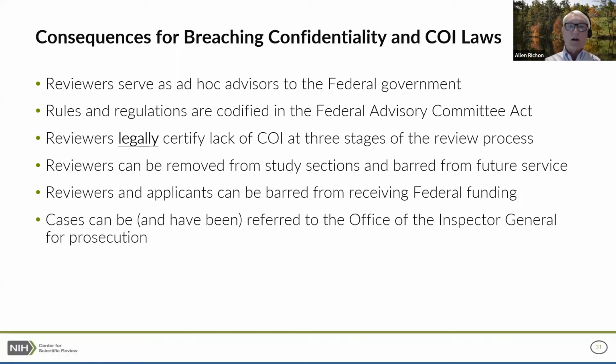So three different documents that they sign legally attesting to the fact that they don't have a conflict in reviewing those applications. If it is found that there is a problem with any of that, they can be removed from study sections. Reviewers can be barred from future service. They can be barred from receiving federal funding, and cases can and have been referred to the Office of the Inspector General for prosecution. And some of those will appear in the notices that you see of legal action that NIH has taken. So we take this seriously. We have several systems that look into how to manage it, and there are consequences for violating it. All right, next slide, please.